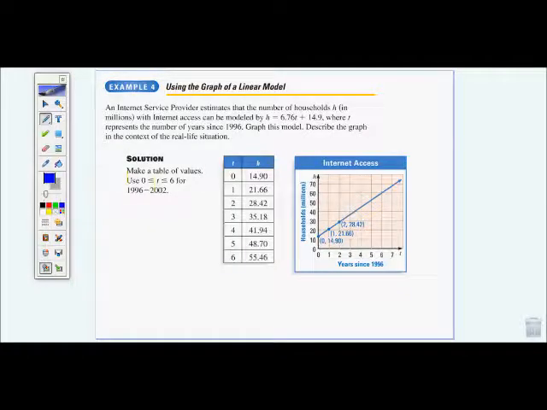In example 4, we're going to use a graph of a linear model. So they've graphed the information that they have here, and it says describe the graph in the context of a real-life situation. So we have as our x-axis the year since 1996, and the y-axis is talking about how many households have internet access. So you can see every year since 1996, the amount of households in the millions with internet access has increased steadily.